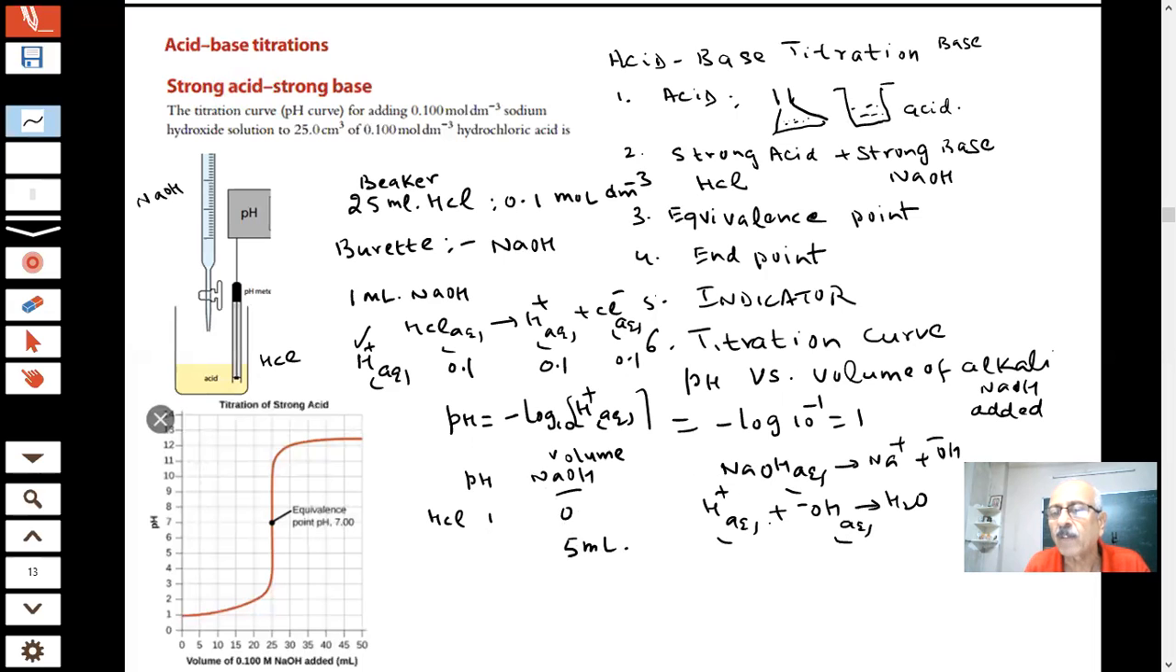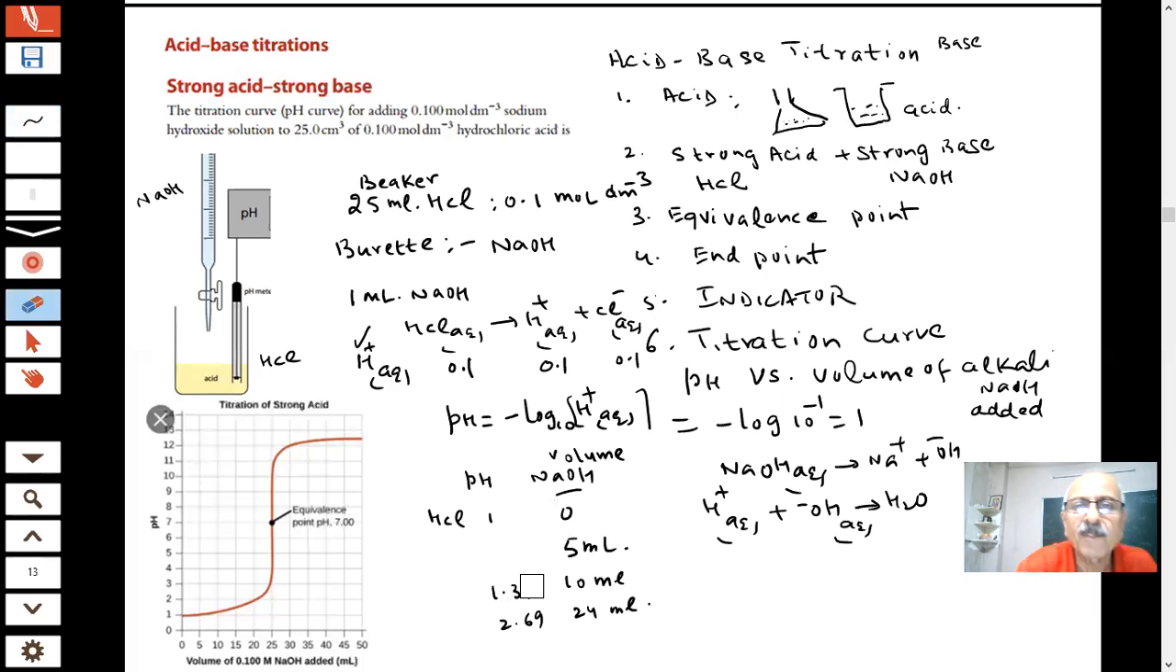We can calculate how much. If I add 10 milliliter, the pH also increases, but if we make all the calculation, the pH comes to around 1.37. If I add 10 milliliter of NaOH, the pH increases by a very small amount, from 1 to 1.37. And if you add 24 milliliter of NaOH, the pH becomes around 2.69. You can see it is increasing, but the increase is slow. How can we explain this?